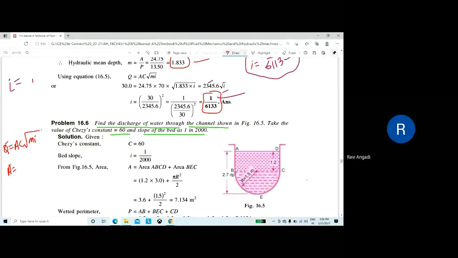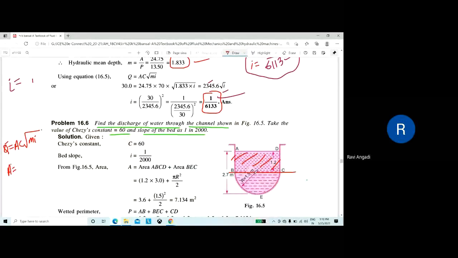This channel section has two parts. One is a rectangular part, so you can easily apply the rectangular formula, L into B or B into D, correct? To calculate this B, you need to calculate it.